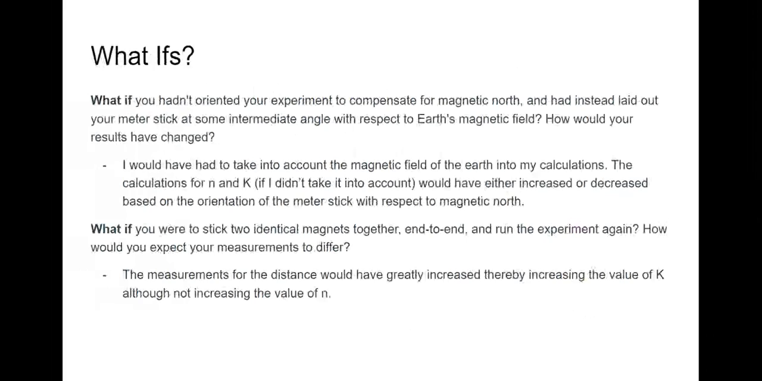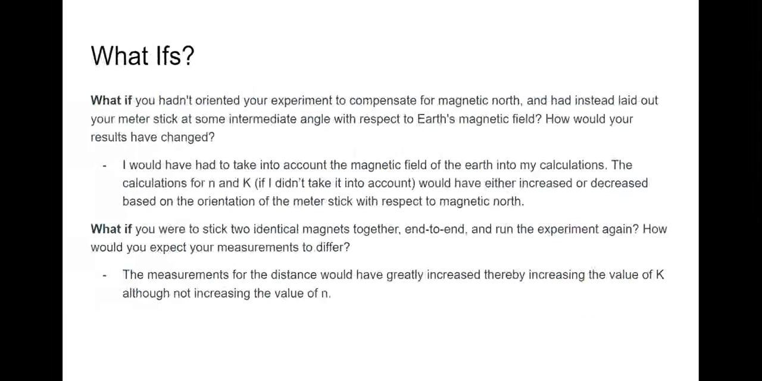Second what if: what if you were to stick two identical magnets together end to end and run the experiment again? How would you expect your measurements to differ? If you stuck them end to end, obviously the measurements for each of the B net magnitude values would have greatly increased, thereby increasing the value of k, although this would not have increased the value of n, as it would have scaled off at the same rate, albeit it would have started at a much higher value.